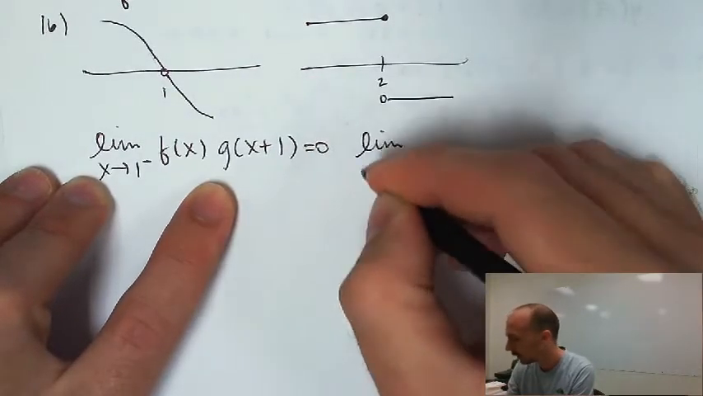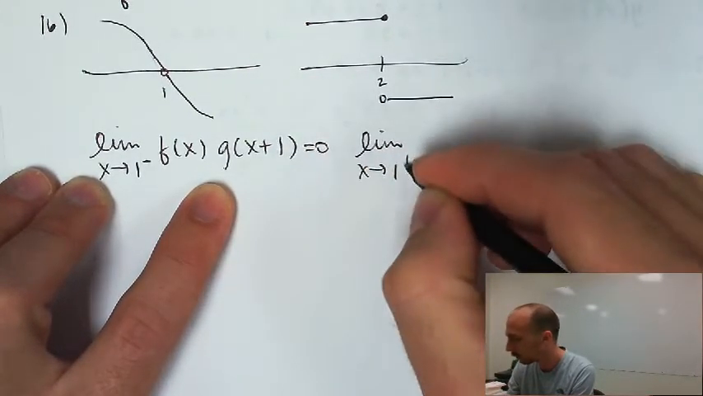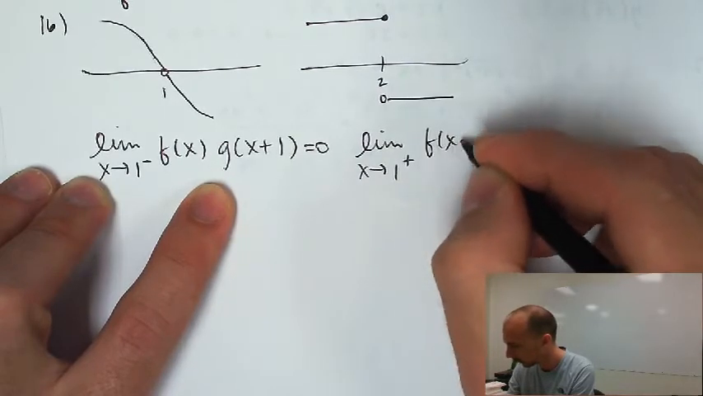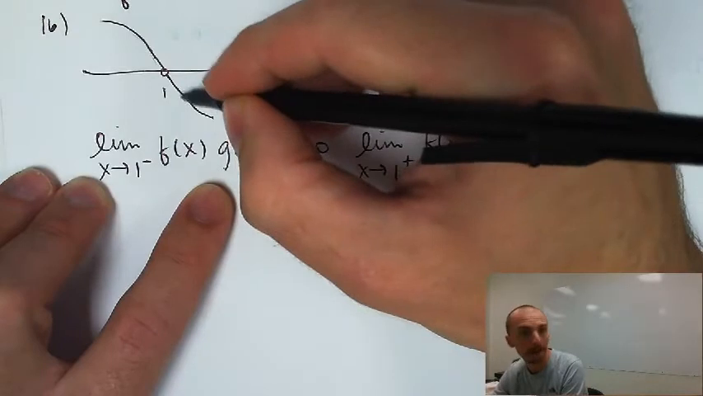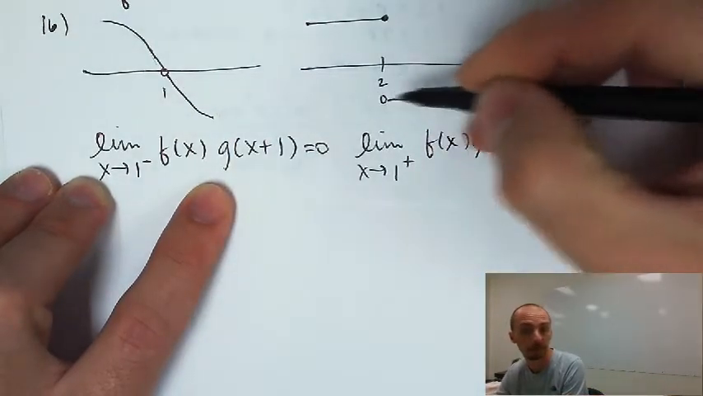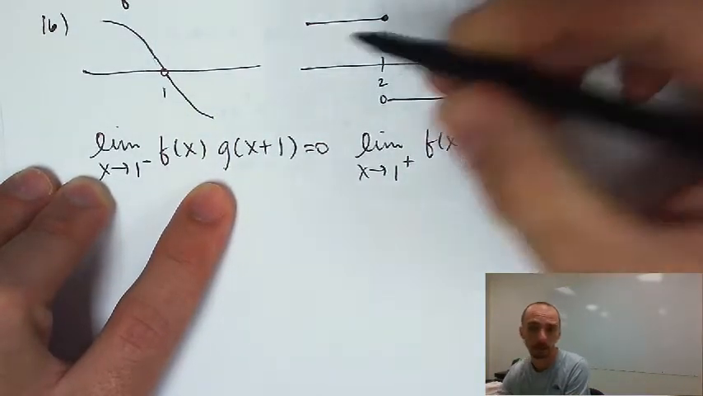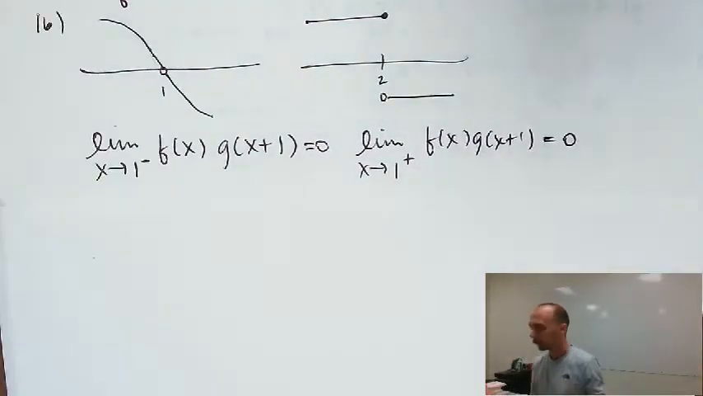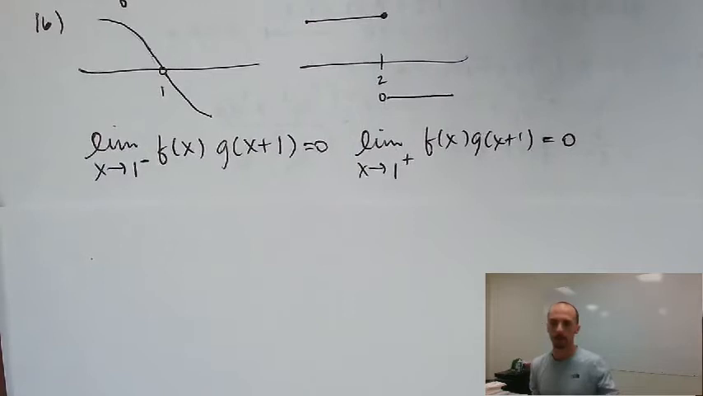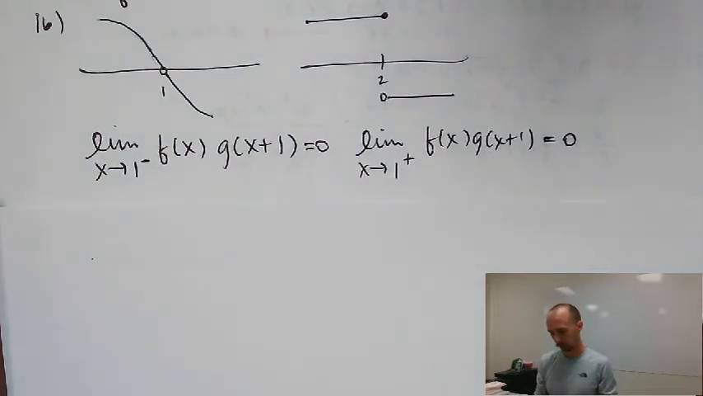But then the limit as x approaches 1 from the positive side of f of x and g of x plus 1. I'm going to approach from over here, but f of x is still approaching 0, and g of x, that one-sided limit exists, and 0 times a negative number is going to be 0. So I say that both of the one-sided limits exist and agree.